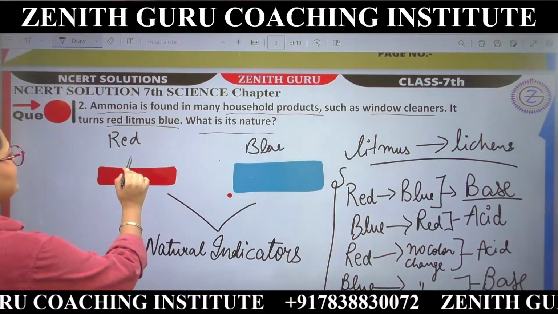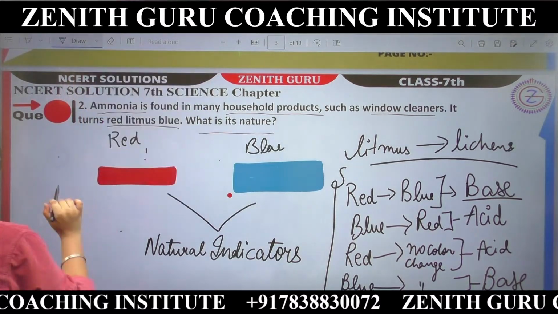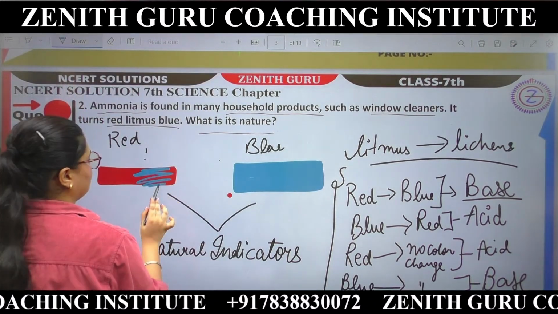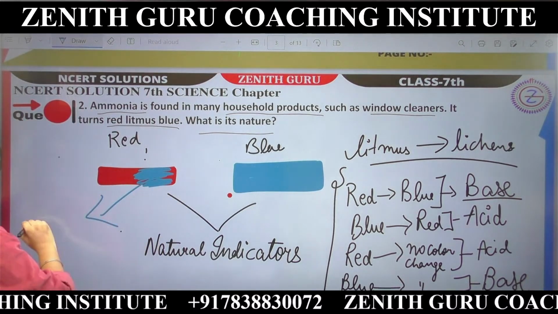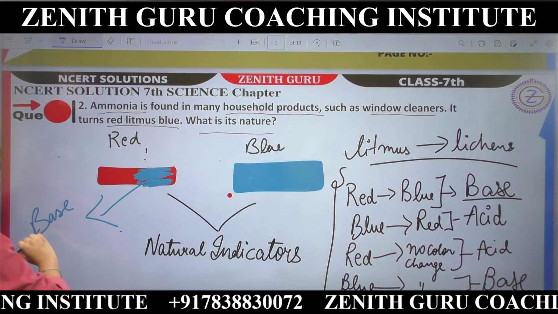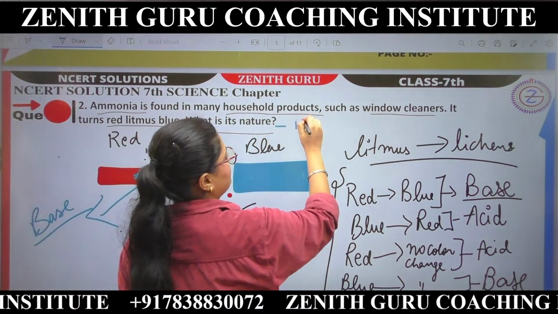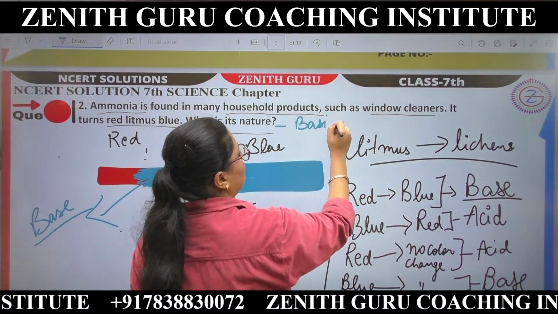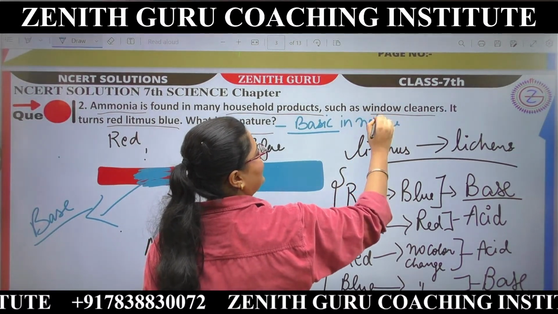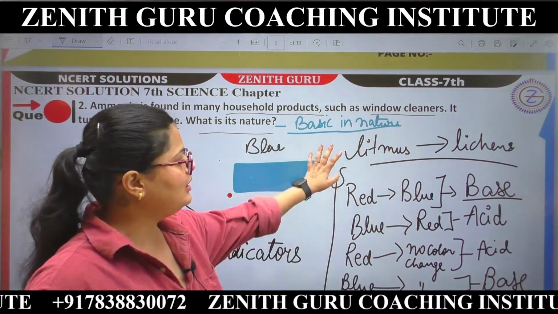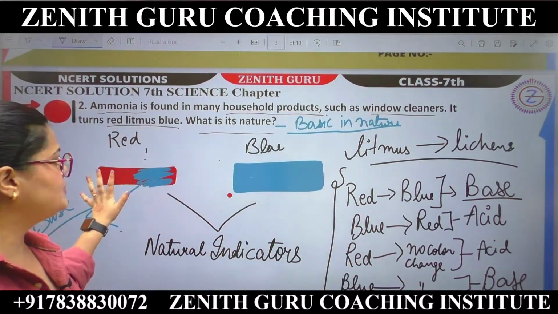So what is said is ammonia is dropped and the litmus turned bluish. Okay, it changes the color. So it means ammonia is what? Ammonia is a base or it is basic in nature. So what is its nature? Ammonia's nature is basic in nature. Okay, and these are all the 4 possibilities that are there when it comes to these 2 litmus papers.